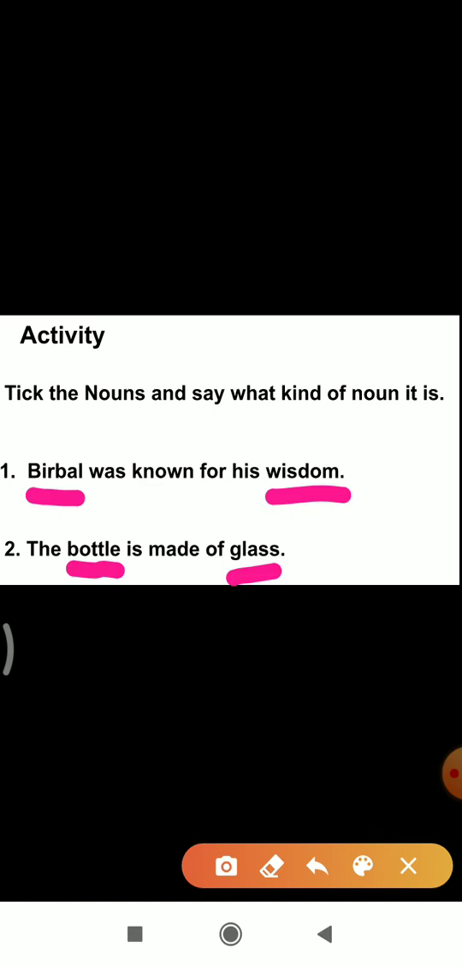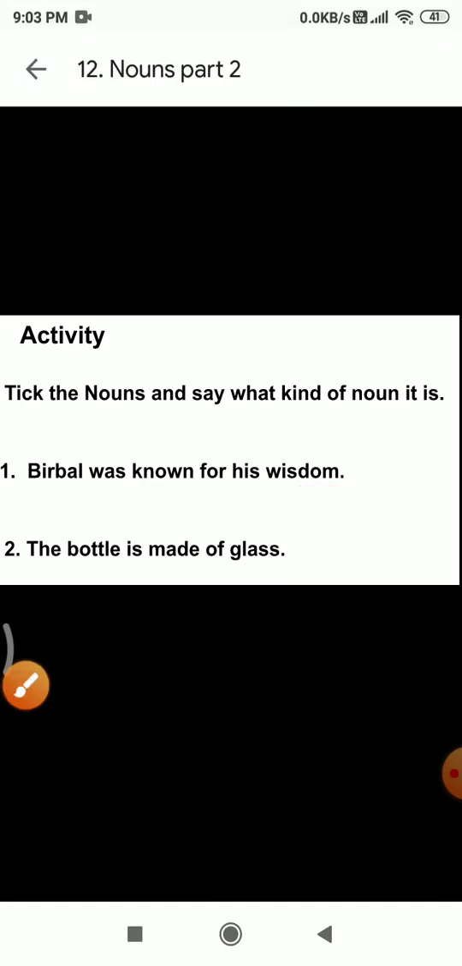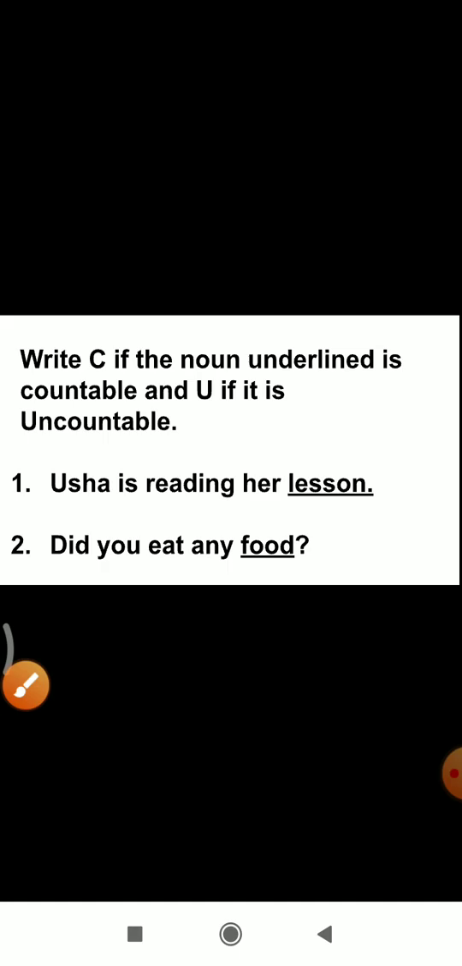Now what kind of nouns? Bottle is a common noun, and glass, what is it? It's made of glass. So glass here is a material. Okay, so two nouns we found. Bottle is a common noun and glass is a material noun. Okay, now the next one.